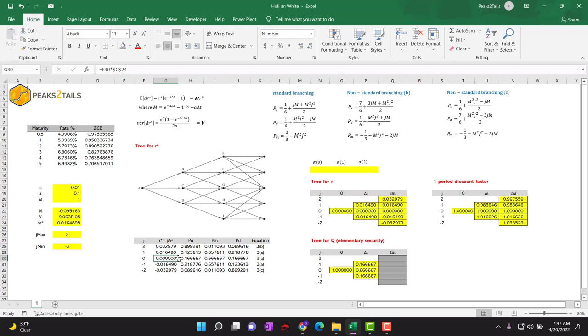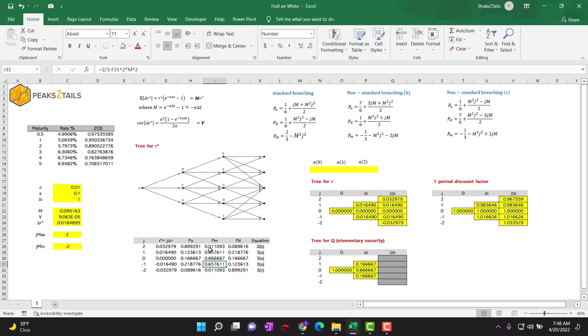And then if it is one notch up, so if J equal to 1, we just do J times delta R star. And delta R star is already calculated here. So this will be just 1 times delta R star. Similarly, 2 times delta R star and minus 1 times delta R star and minus 2 times delta R star. Now, if R star is one of these five values, at that point, what are the three probabilities? Okay, probability of up, middle, and down.